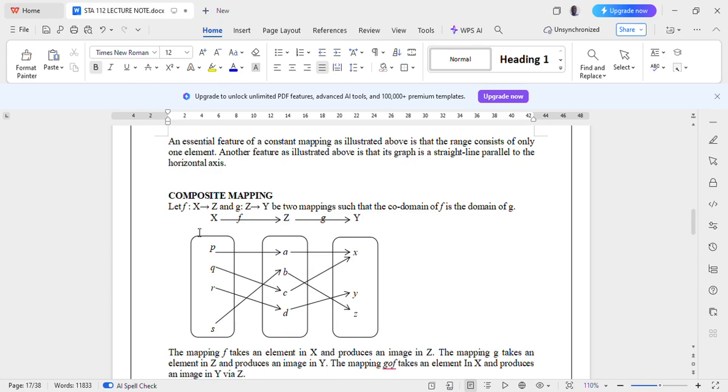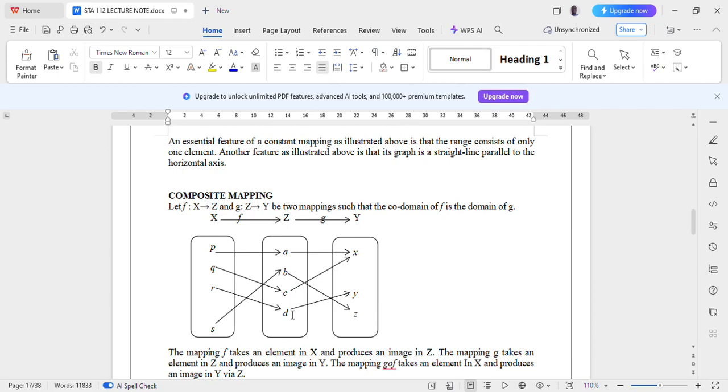Look at this. We have f from x to z, and g from z to y. Look at the diagram. The image of x is in z, and z itself serves as the domain to y. Let me take that again. This is set x, y, z. Set x is the domain, and the codomain of set x is z.